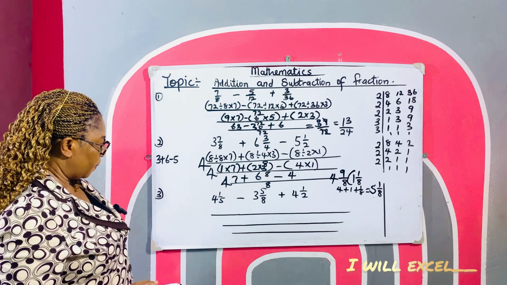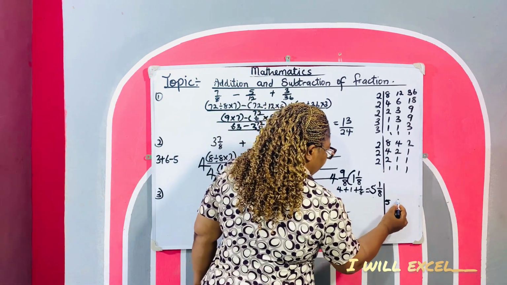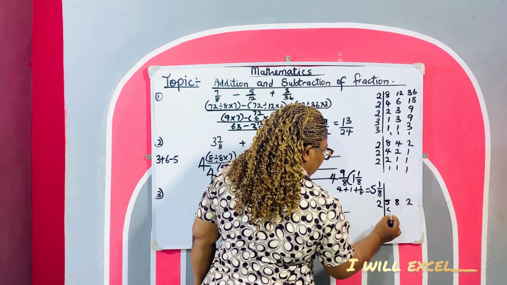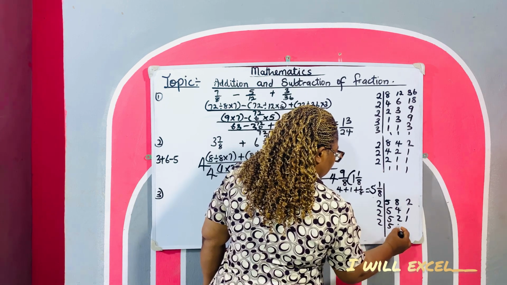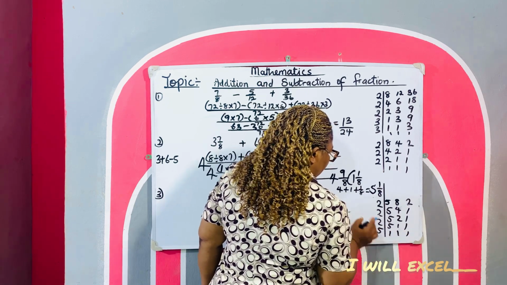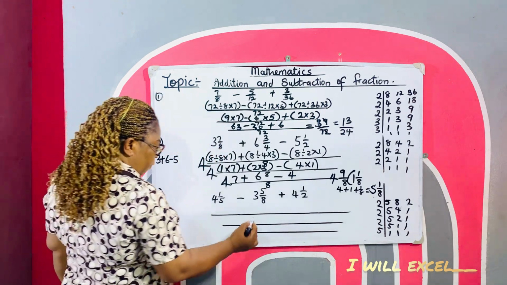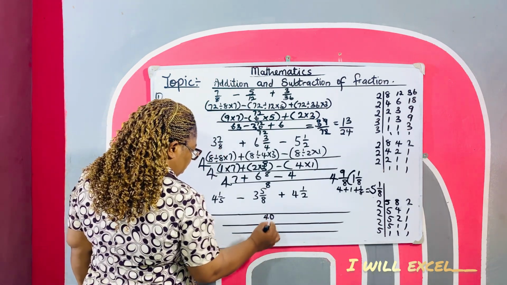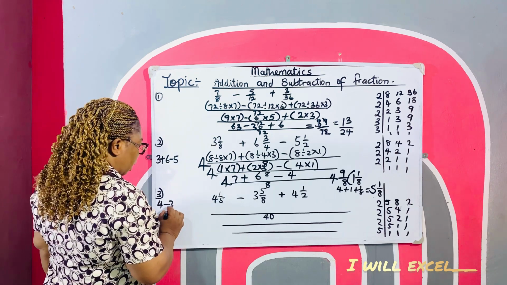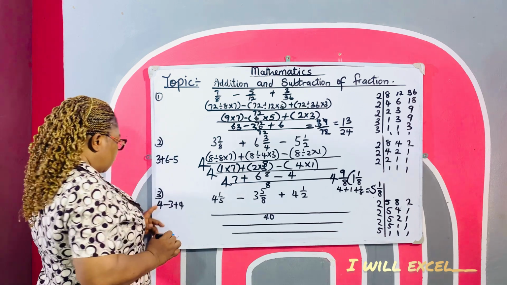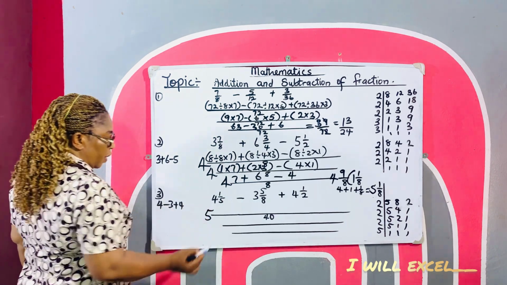Let's find the LCM. 5, 8, and 2. 2 cannot go. 2, 2, 5. 2 times 2 is 4, times 2 is 8. 8 times 5 will give us 40. Good. And the whole number is there. 4 minus 3 plus 4. 4 minus 3 will give us 1. 1 plus 4 will give us a whole number of 5.